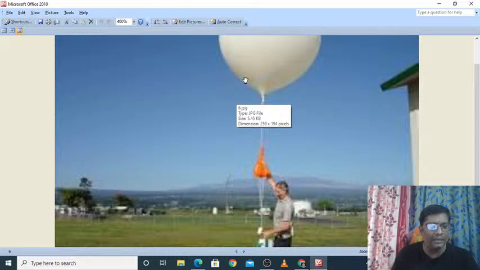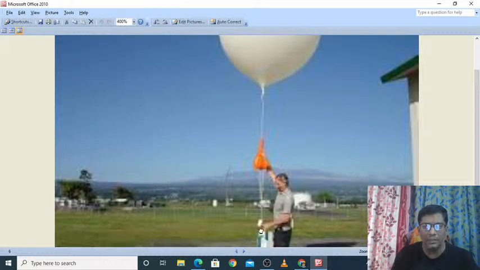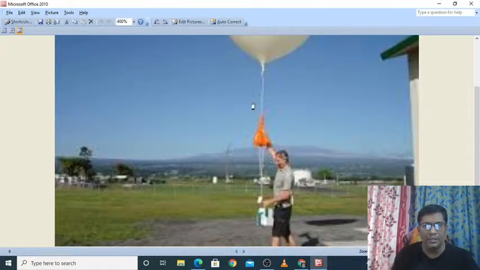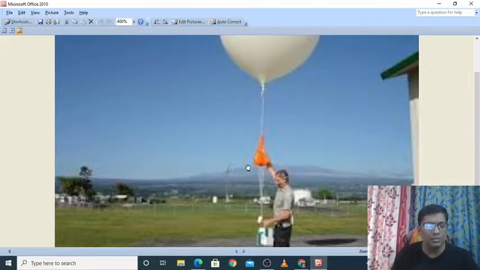Once you are filling it with helium, then obviously, see here, it is a receiver, and some sensor is also there. Once you fill this balloon, it will go up. Why? Because helium is the lightest gas, so it can easily flow, and it is used for meteorological purposes.